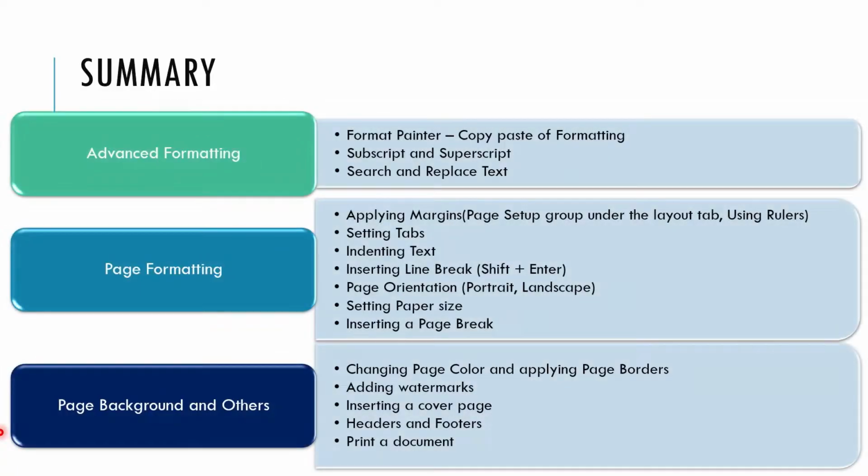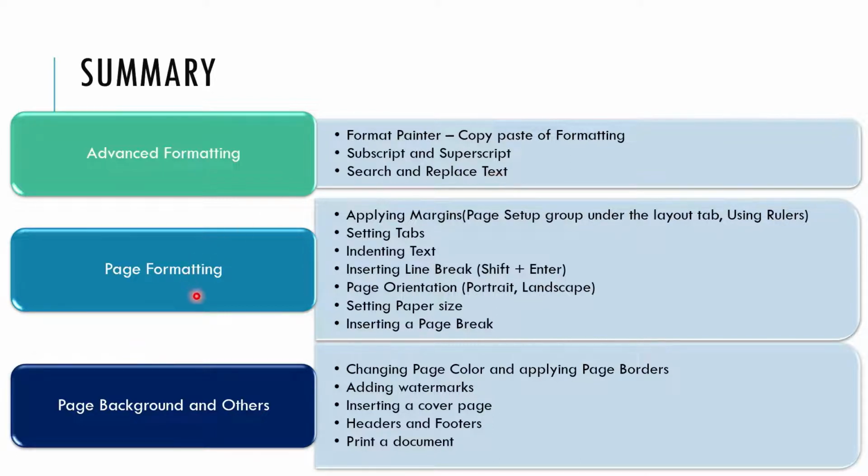Students, let us summarize this chapter 3, formatting document in MS Word. What we discussed in this chapter, we started with the advanced formatting option, which is Format Painter, which is nothing but the copy paste of formatting. Then we discussed the subscript and the superscript and the shortcut of applying subscript and superscript. Then we talked about search and replace text, which can be done through the search and replace dialog box.